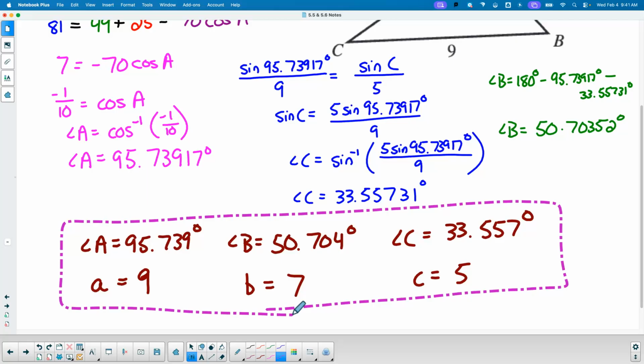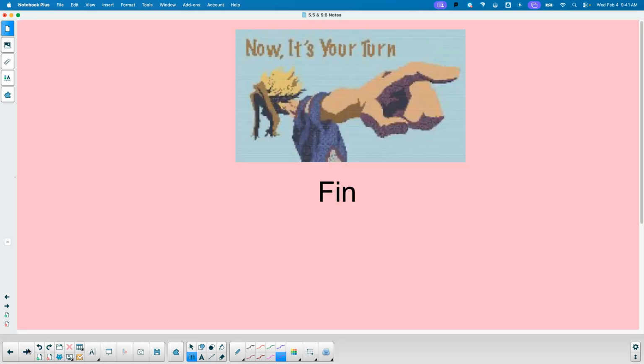Okay. Good times. You now have the ability to do all of your homework packet. Because your homework packet only deals with the law of sines and the law of cosines, you have now learned all of it and can do it all. Okay?